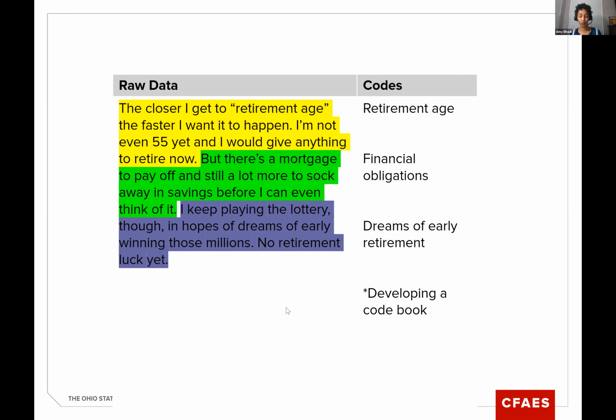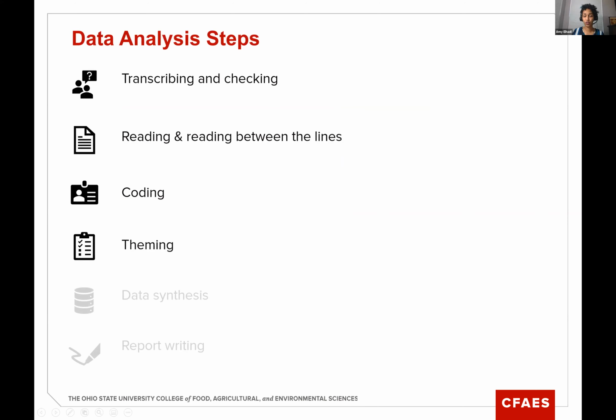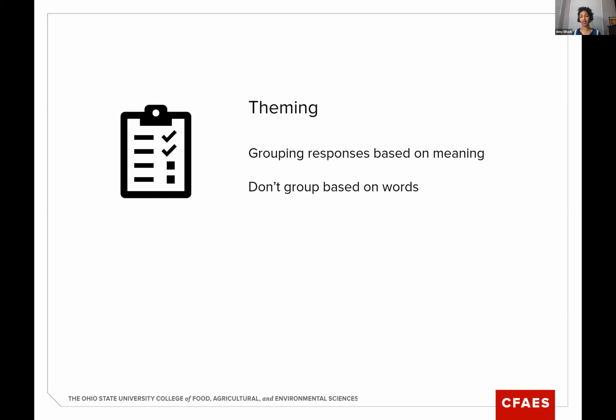So as you move from coding, what's your next step? It's called theming. And theming is you group responses together. Actually, to be accurate, I should have written here, you group your codes together to make themes. I apologize, this shouldn't have said you grouping. Yes, you group based on meaning, but again, you group your codes together to make a theme.